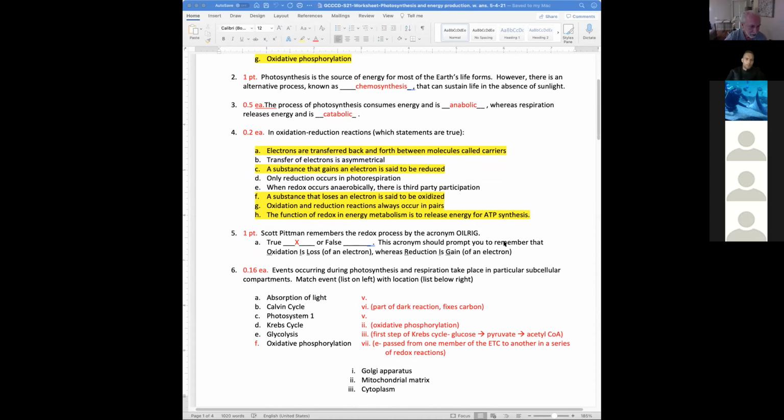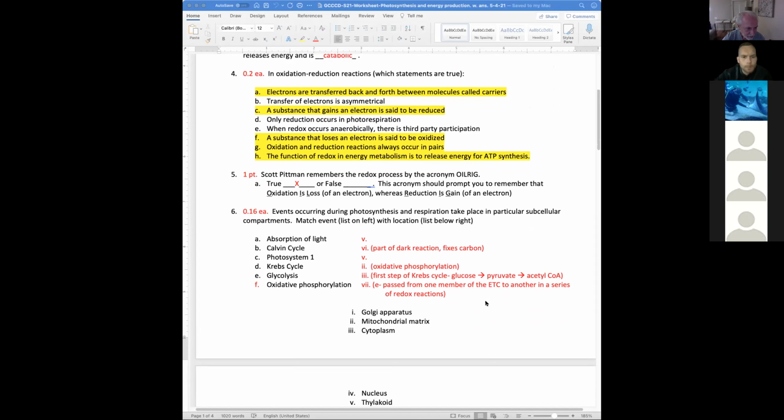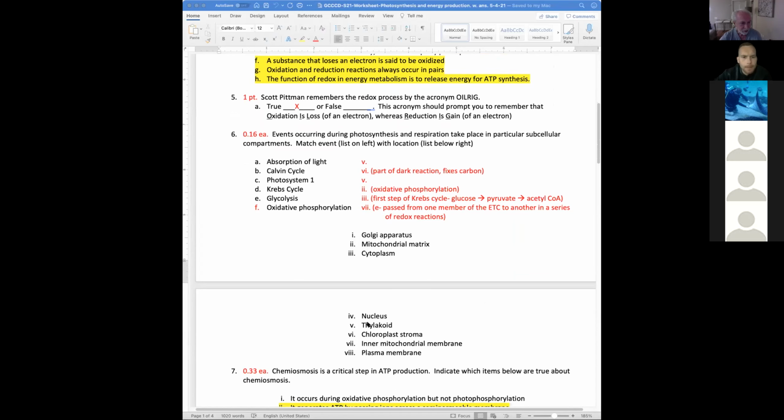Next one, events occurring during photosynthesis and respiration take place in particular subcellular compartments. Match them up. So absorption of light is number 5, the thylakoid. Calvin cycle is 6, the chloroplast stroma. Photosystem 1 is again the thylakoid. Krebs cycle, mitochondrial matrix. Glycolysis is in the cytoplasm, and oxidative phosphorylation is in the inner mitochondrial membrane.